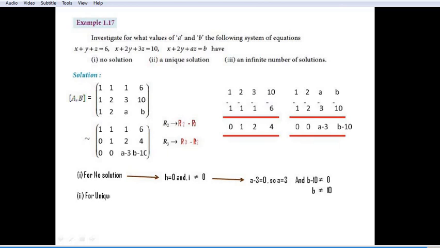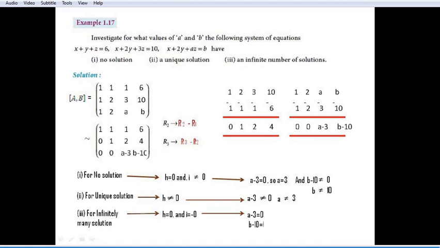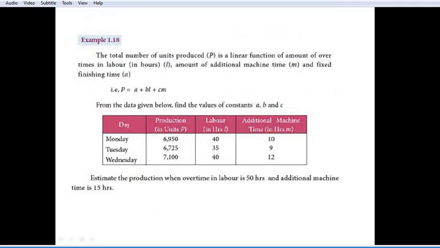Then for a unique solution, rank should be equal to 3. For that, H is not equal to 0. So in place of H we have A minus 3, which should not be equal to 0. For that we get A is not equal to 3. For infinitely many solutions, we know that H and I both should be equal to 0. A minus 3 equal to 0, we get A equal to 3, and B minus 10 equal to 0, we get B equal to 10. I hope you all understand these sums.